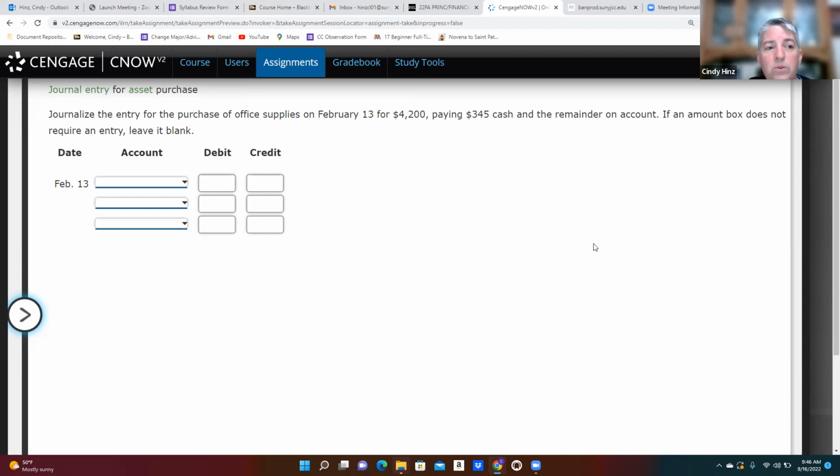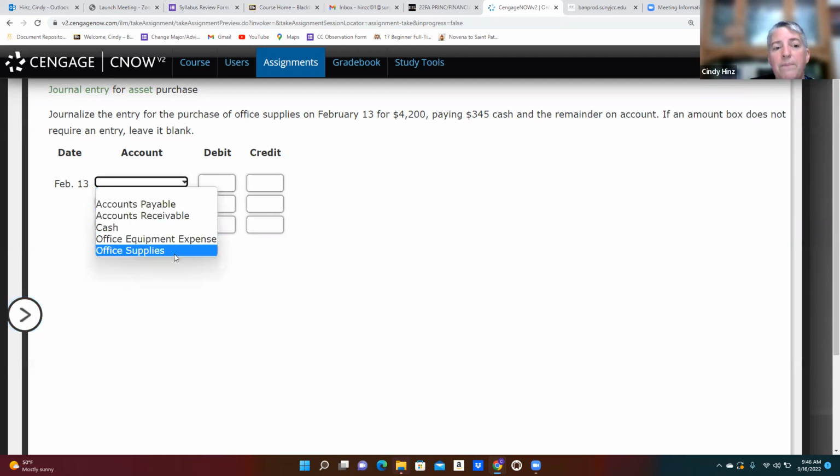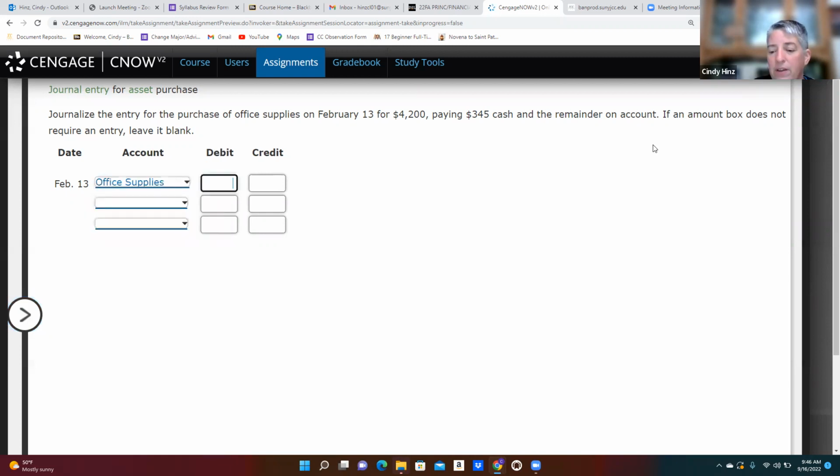Number 2 says journalize the entry for the purchase of office supplies on February 13th. So this is a basic journal entry to record the purchase of office supplies. We have some supplies that we did not have before. They have a total value of $4,200. Since supplies is an asset, we want to debit that account to show that we have more of those supplies. It says we paid $345 in cash, so that's like our down payment, if you will. And so we want to show that we used cash to do that.